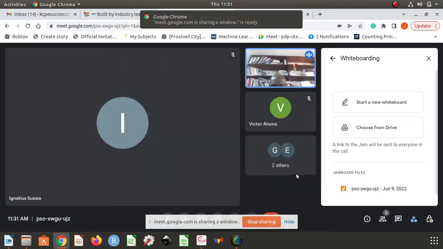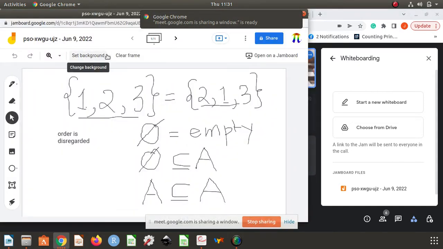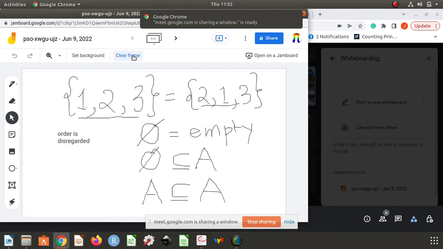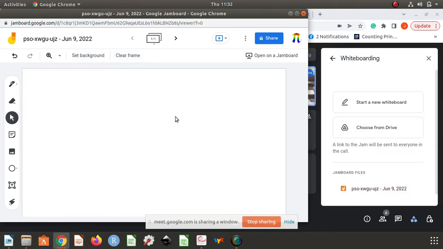So I bring back the whiteboard. Let me clear the frame. Okay. So you can see the whiteboard?